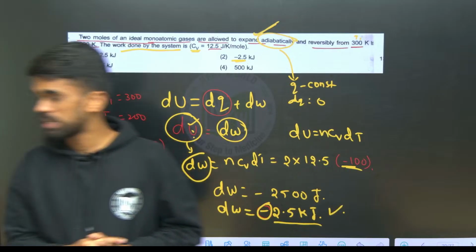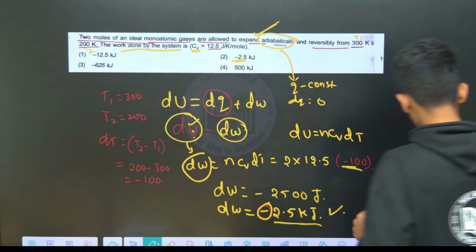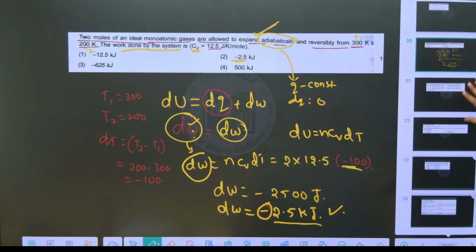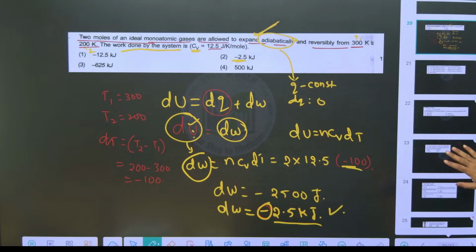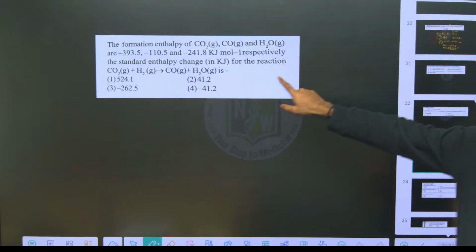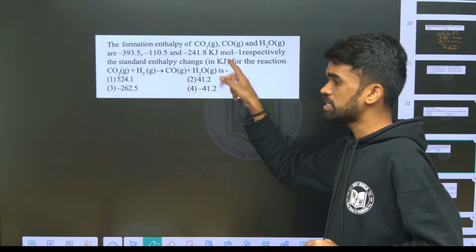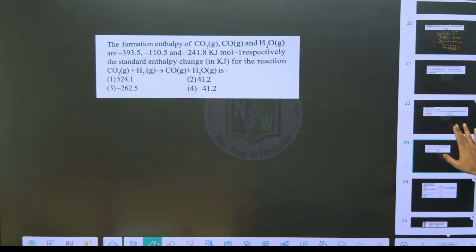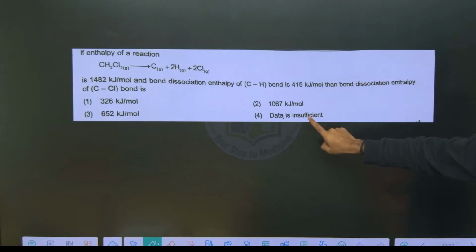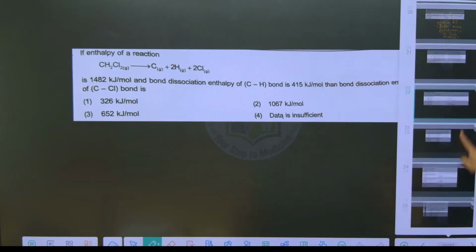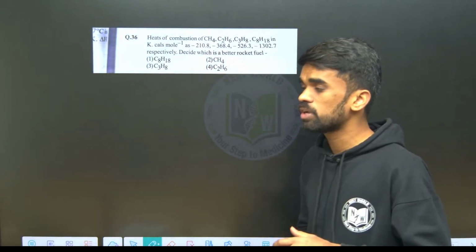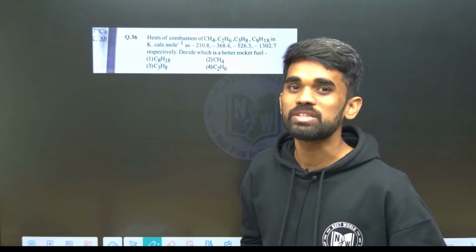If everything is clear, I am going to give you 1 or 2 questions as homework. Look at this question. Take this question as homework, which I am going to discuss in upcoming sessions. Take a screenshot of this and give it a try, and you can do this one also, based on bond dissociation energies. And this one also. All these 3 questions are homework, which we are going to discuss in the upcoming sessions.